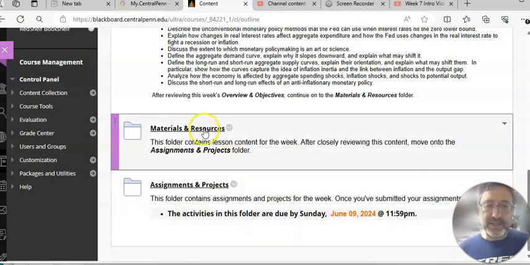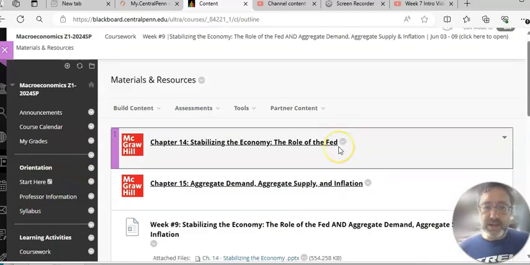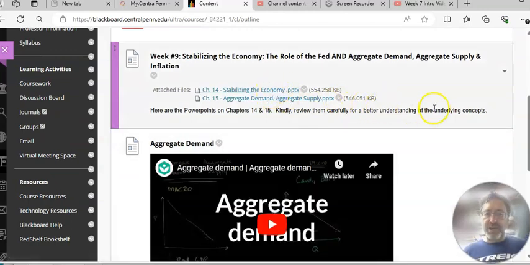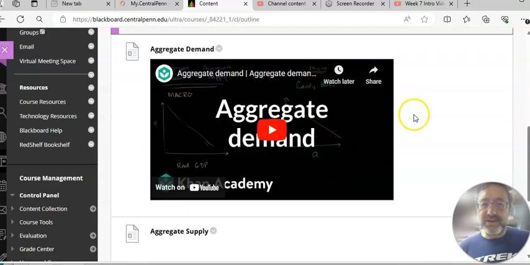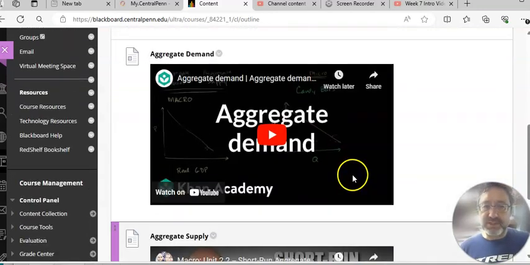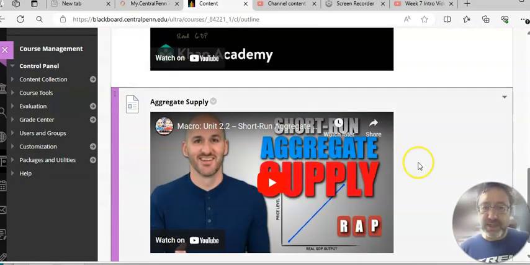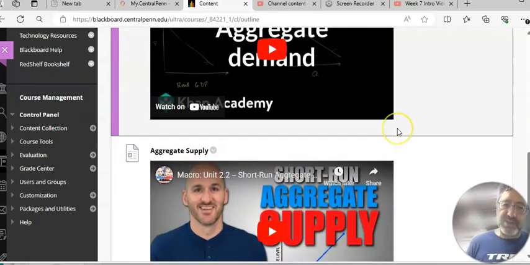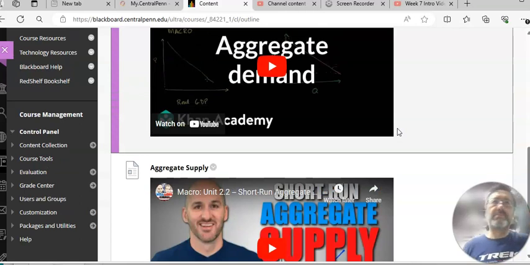As usual, you click in and do them, and then here you have the 2 PowerPoint presentations for the 2 chapters, and then you will have a couple of videos that help you understand these ideas of aggregate demand, aggregate supply, and what they are, and how you can use them to simulate or see what the economy will do depending on certain policies.